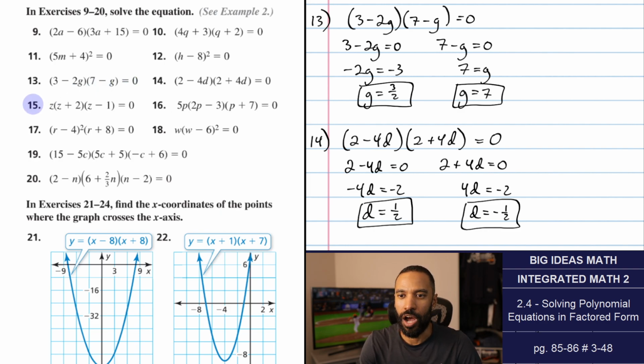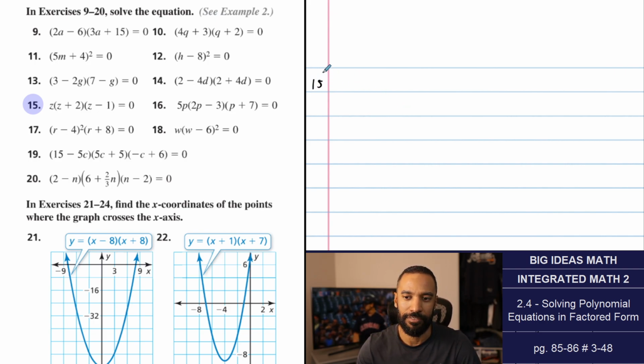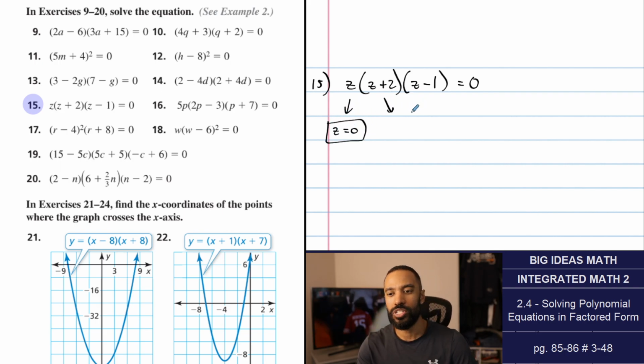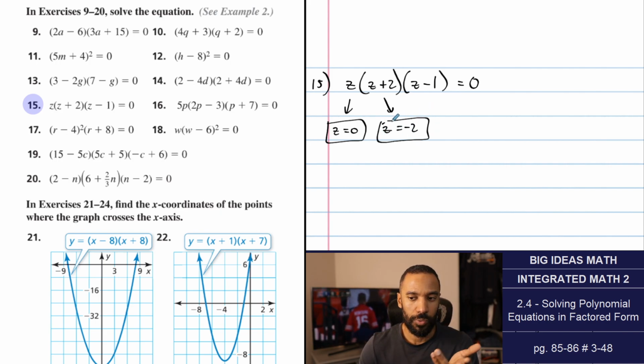All right, number 15 and onward looks like it has more than two factors. So on number 15, we have z times z plus 2 times z minus 1 equals 0. Now, once again, this is a three-set thing. Either z equals 0, this guy on the outside, or z plus 2 equals 0, so z would equal negative 2, or z minus 1 would equal 0, so z equals 1.